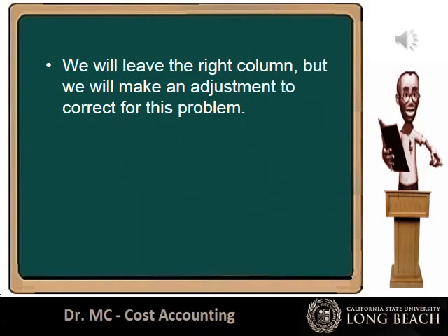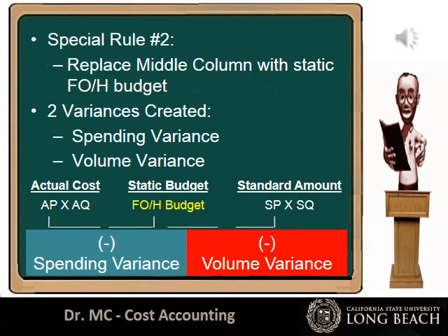We will leave the right-hand column alone, but we need to make an adjustment to introduce the static fixed overhead budget into our calculations. This is the second time that we depart from our standard 3-column setup. Here we will replace the middle column with the static fixed overhead budget. This will create two variances, the fixed overhead spending variance and the volume variance. The spending variance is the real fixed overhead budget variance. It compares the actual cost with the static fixed overhead budget.